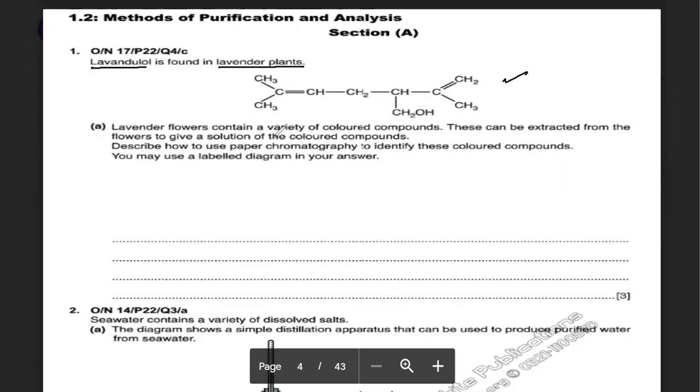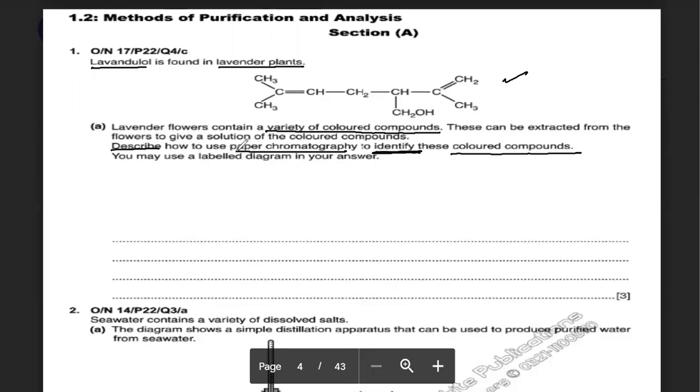Now, lavender flowers contain a variety of colored compounds. These can be extracted from the flower to give a solution of the colored compounds. Describe how to use paper chromatography to identify. They are not asking for separation. Every time, we are taking chromatography as an identification technique for these colored compounds. You may use a labeled diagram in your answer.